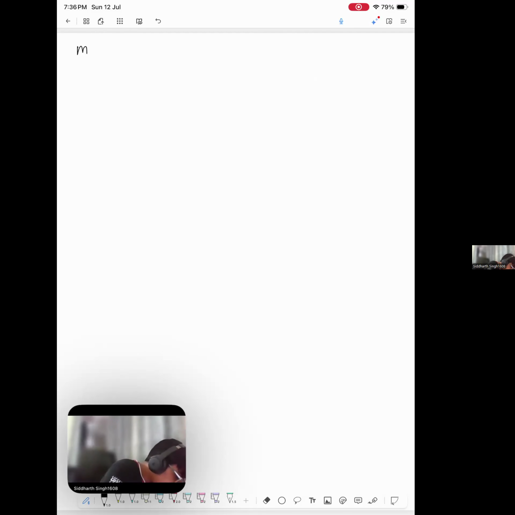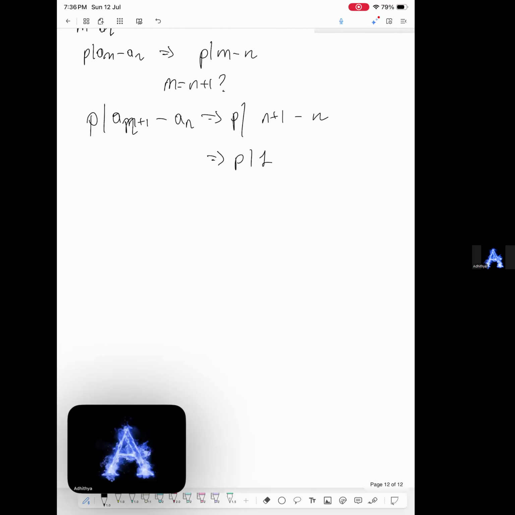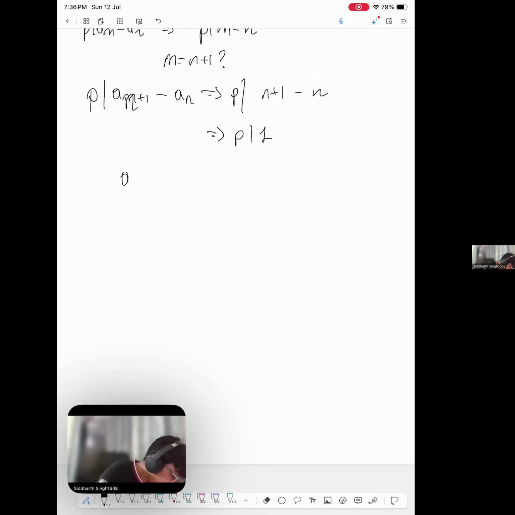That is, if p divides am minus an, then p divides m minus n. What if you take m equal to n plus 1? Then p divides a(n+1) minus an implies p divides (n+1) minus n, which implies p divides 1, which is not possible. It can't happen. So what does this tell you about the number a(n+1) minus an? At the base level, it tells you that no prime divides this number. There's not a single prime in this universe that divides this number.